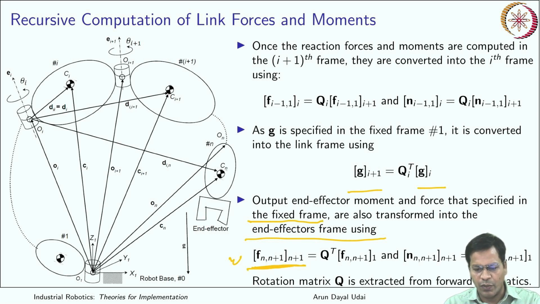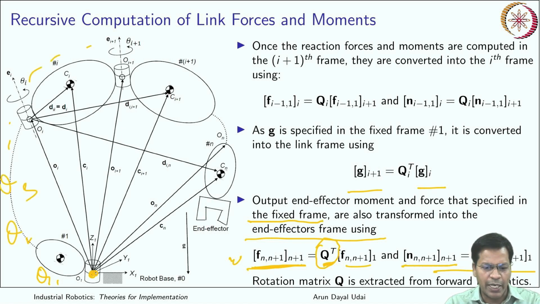Okay, this is what you have found out: the force and the moment. Using Q transpose or Q inverse, it can be converted to the fixed frame. Now what is this Q transpose? Rotation matrix Q is extracted from the forward kinematics. That is nothing but the transformation matrices Q1, Q2, Q3. You have to multiply all of them together so that you can express Q1 to N.